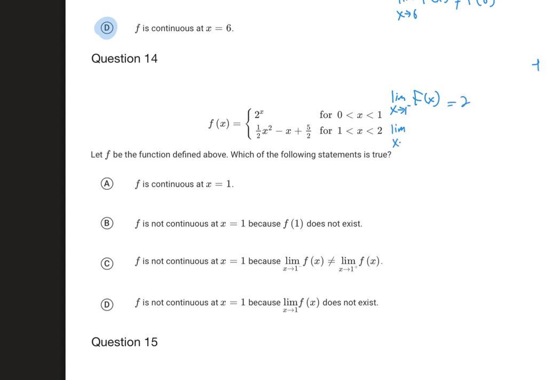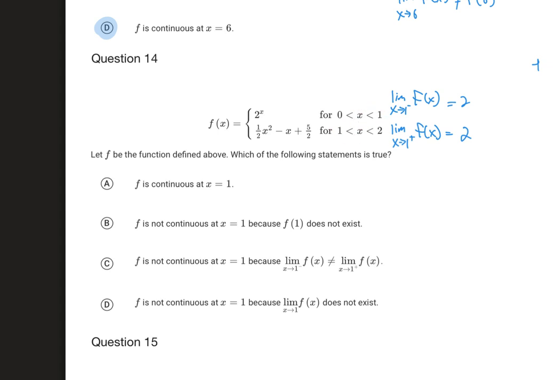The limit as x approaches 1 from the right of f of x. From the right is values greater than 1, so plug 1 into that. We get a half minus 1, which is negative a half, plus 5 is 4 halves, which is 2. So they equal each other from the right and left, but notice there's no equal sign here or here. It's just x is greater than 1 and x is less than 1.